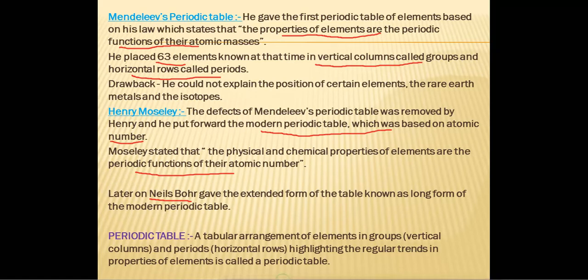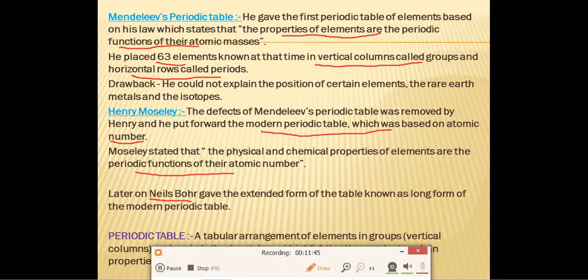Now let's have a quick look at the definition of the periodic table. What is the periodic table? A tabular arrangement of elements in groups, which are vertical columns, and periods, which are horizontal rows, highlighting the regular trends in properties of elements is called a periodic table. So what is the periodic table? It is a tabular arrangement of elements in groups and periods, highlighting their regular trends in properties. Highlighting means their properties are shown in the groups and the periods. That is called a periodic table. So, in simple words, you can write that the periodic table is a tabular arrangement of elements in groups and periods, highlighting their regular trends in properties. So this was all about your periodic table.